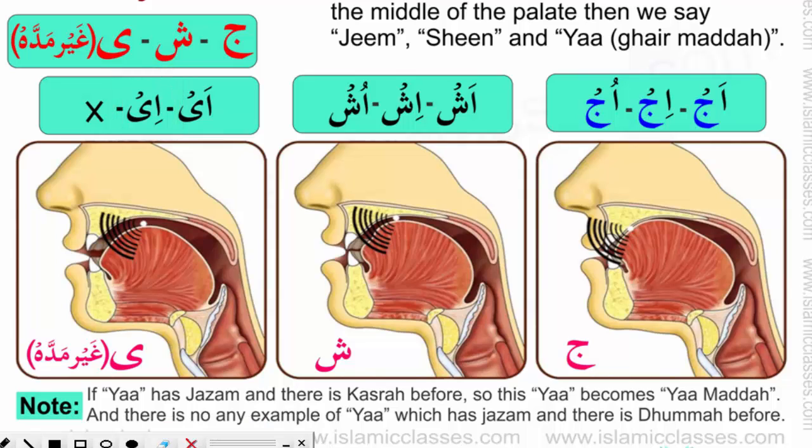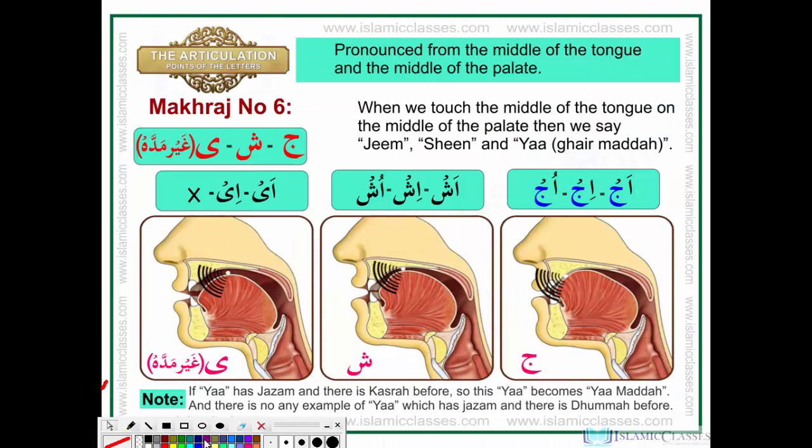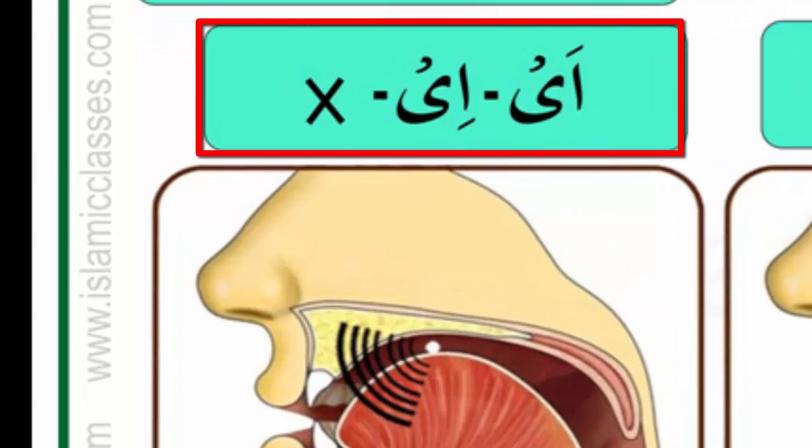Just we practice this. And there is also a gap between the tongue and the hard palate. Keep in mind as well, when you touch the middle of the tongue to the middle palate, then we also say the ya ghair maddah sound. And how to pronounce that, we just practice this example. Practice hamza, ya, fatha, ya. And the next is hamza, ya, kasra, yi. And this is not an example of this makhraj, but you can see it's a maddah letter.